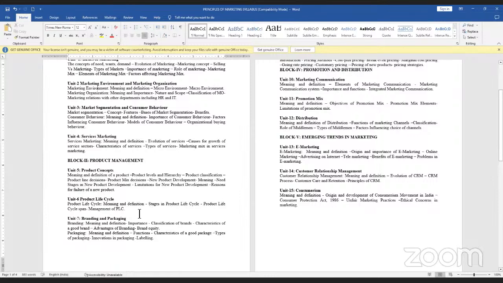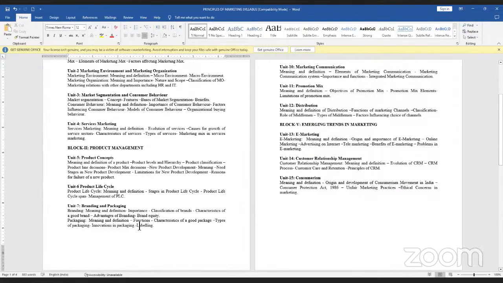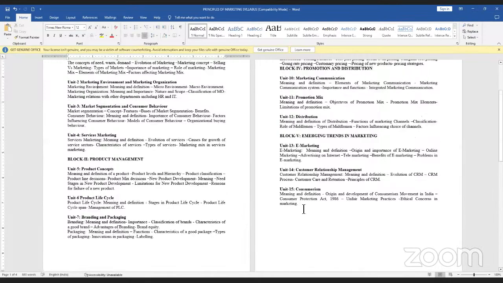The second unit of the second block talks about the product life cycle, what it is, and the stages in the product life cycle. You will learn how to manage it. The third unit is branding and packaging: what branding is, the importance and classification of brands, their characteristics, packaging functions, and the innovations taking place in packaging and labeling of products.